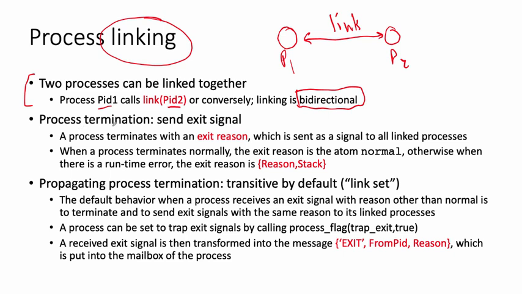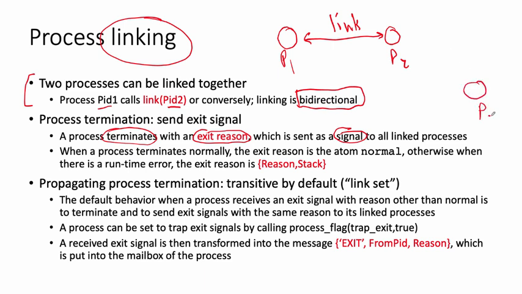When a process terminates, it could terminate normally or maybe it crashes. There's a reason for that termination. Whenever there's a termination, there's a reason for it. This is sent as a signal to all linked processes. So a signal is a special kind of message sent when a process terminates. It's sent to all linked processes.